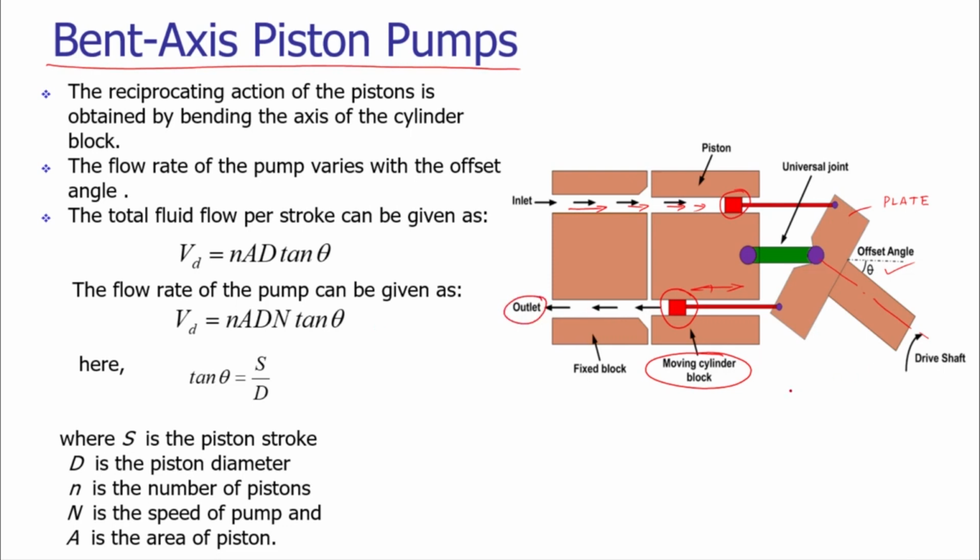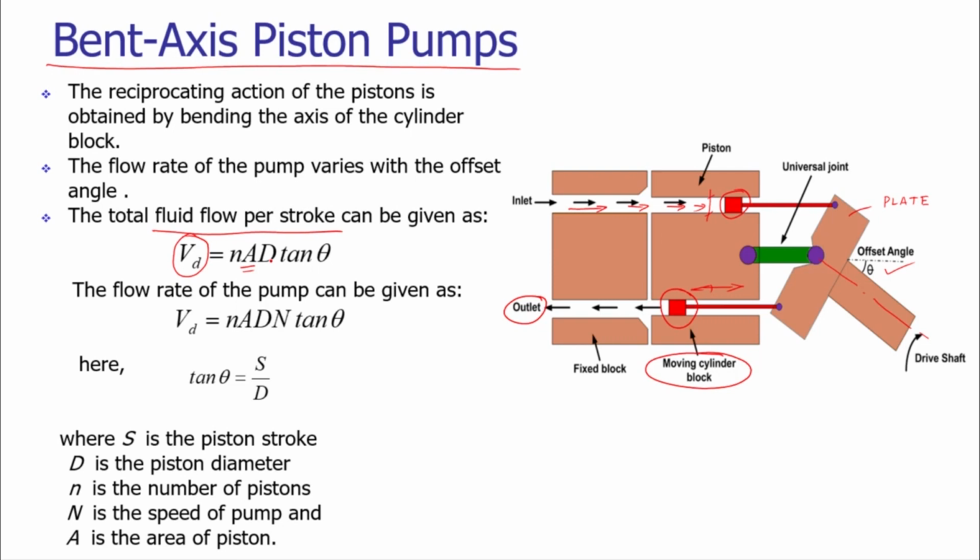So the drive shaft is driving the plate, and that plate is converting the rotary motion into the reciprocation motion, and that reciprocation motion is utilized for sucking in the fluid and generation of the fluid pressure. The total fluid flow per stroke can be computed by a correlation. The volume is nothing but the cross-sectional area of the bore, or you can consider the area of the piston, into the distance traveled by the piston, that is the stroke.